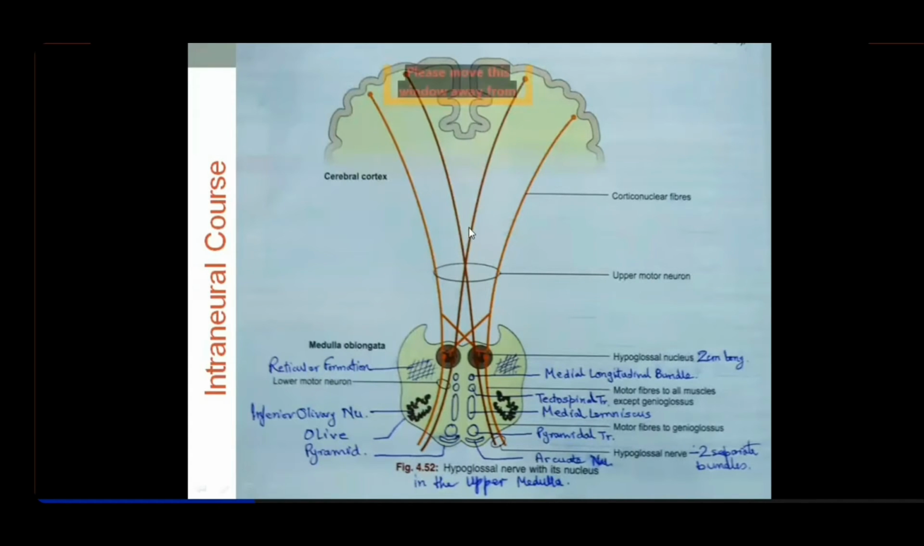So this was all about the intraneural course of the nerve and the upper motor neurons. Important point once again: remember that the upper motor neurons to genioglossus descend to the contralateral nucleus only, while for the rest of the muscles, the upper motor neuron fibers will reach both nuclei. Okay.